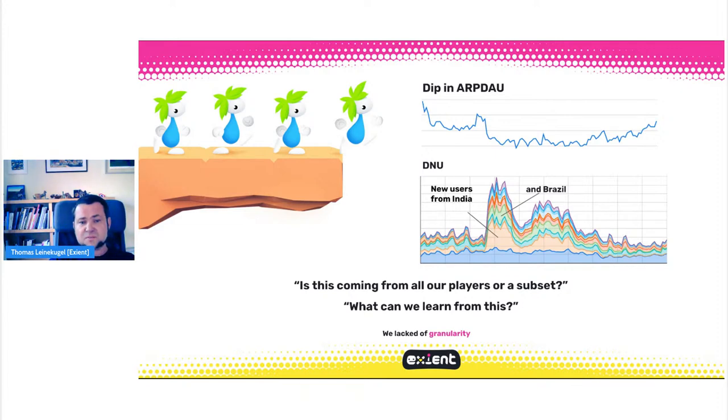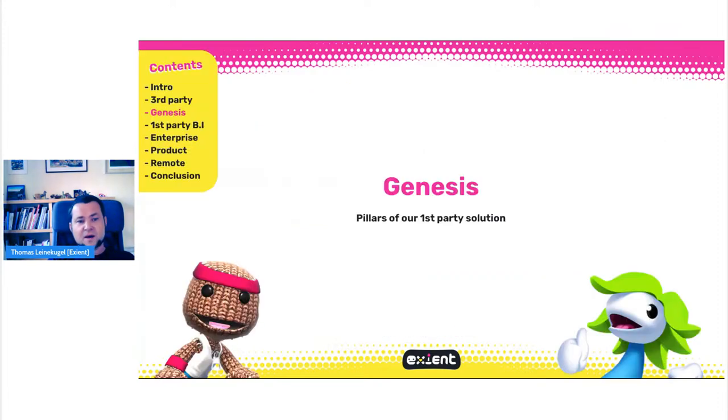Next, sometimes you need nuanced answers. For example, you see here a drop in app DAU. Where does that come from? How do we know why it happens? Is the app going wrong or anything like that? And then when you have the data, you would see, yeah, okay, there was that campaign that actually brought us a lot of tier three players. And then we understand when you have this data. So we lacked granularity at the time. And that was too much frustration and confusion for us.